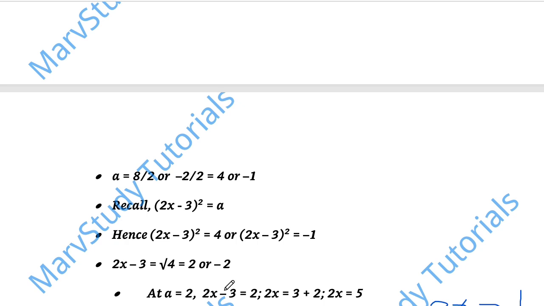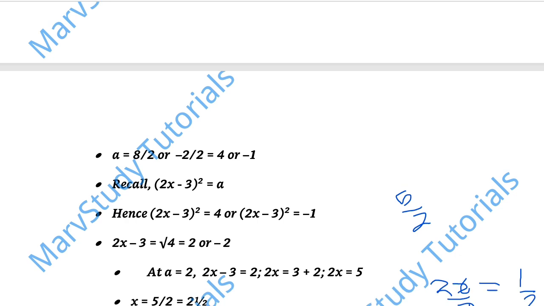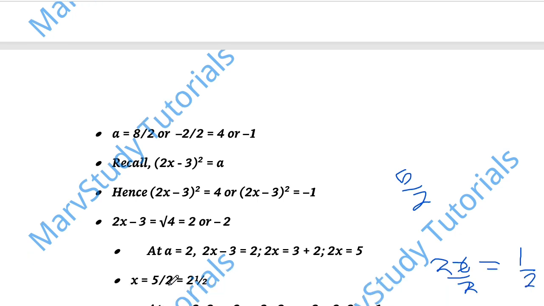So this -3 right here is going to move to the right-hand side of the equation and become +3, plus 2. That's going to be 5. So 2x equal to 5, right? Then to get the value of x, we divide by 2. Then we're going to have 5 divided by 2. So x is going to be 5 over 2, which is equivalent to 2.5.